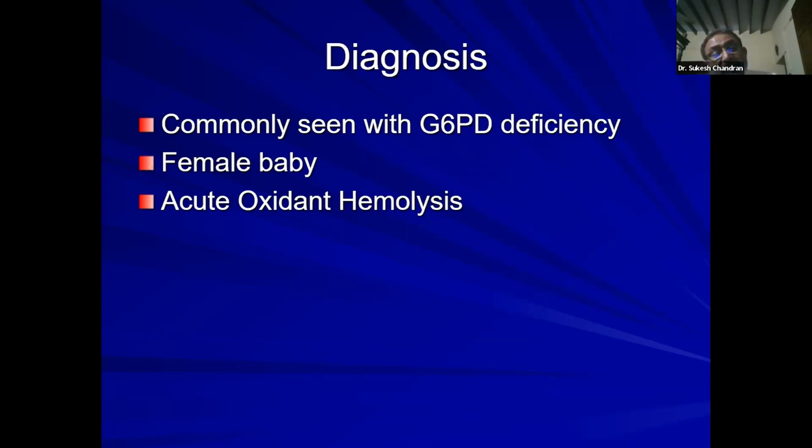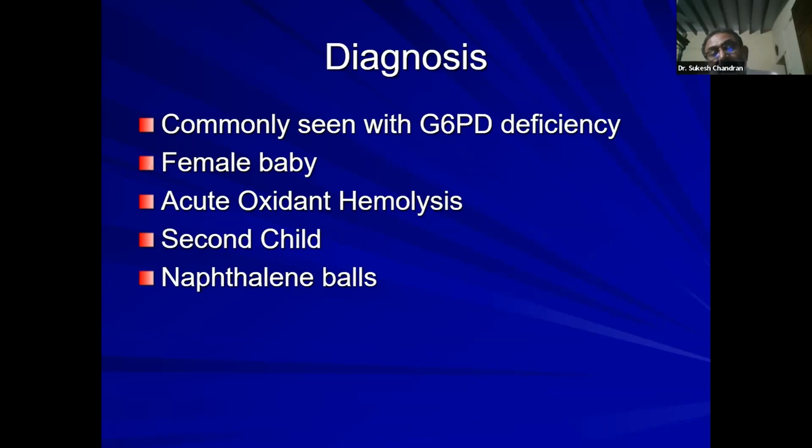But this guy was persistent, and he said that the child was the second child of the parents and was wearing the clothes of the first child, which were kept in a box full of naphthalene balls. And that, I said, can cause acute oxidant hemolysis. Such experiences are very good, but sometimes they come in handy.